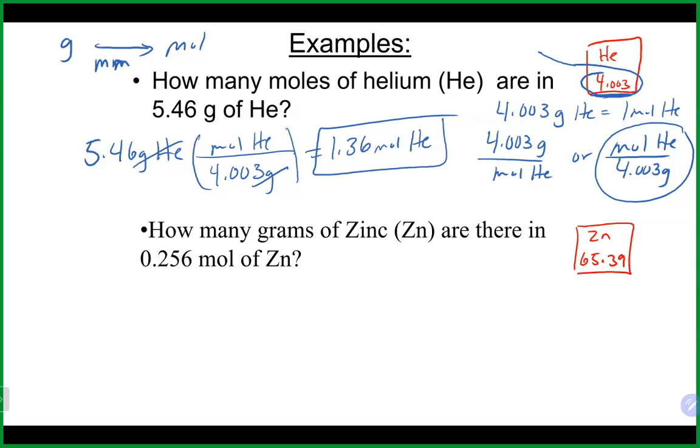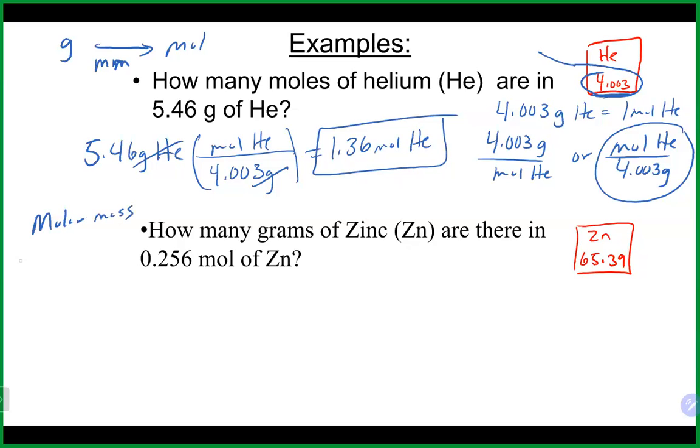Looking at the second one there, we want to know in this case how many grams of zinc there are in 0.256 mol. Again, the mol here is moles, not molecules. So that is, again, the abbreviation for moles of zinc. So again, do we need to use Avogadro's number on this one? We do not. Again, there's no mention of atoms or molecules given to us. So this again is going to be a molar mass situation.